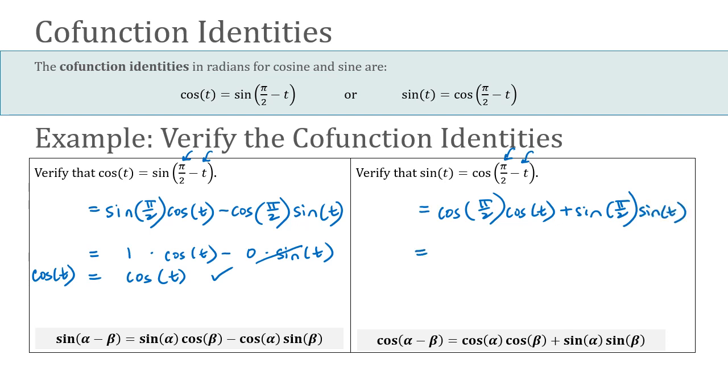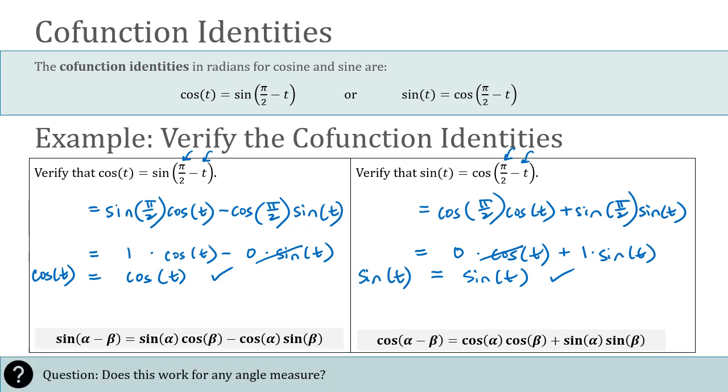Okay. Cosine of pi over 2, we said that was equal to 0. Still is. Cosine of t, we don't know what that is. Sine of pi over 2 is 1, and we'll multiply that by the sine of t. So 0 times anything wipes out. And so on the right-hand side, I'm left with 1 times the sine of t, which is just the sine of t. We have that on the right, and sure enough, that is what we wanted on the left to prove this identity.